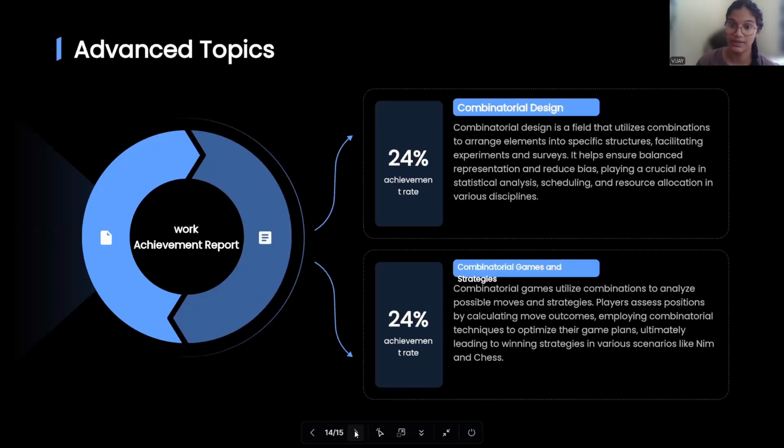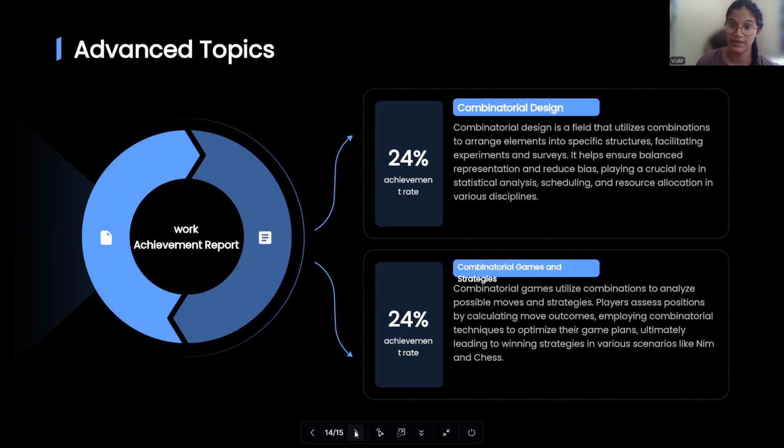Advanced topic: combinatorial design. Combinatorial design is a field that uses combinations to arrange elements into specific structures, facilitating experiments and surveys. It helps ensure balanced representation and reduce bias, playing a crucial role in statistical analysis, scheduling, and resource allocation in various disciplines.